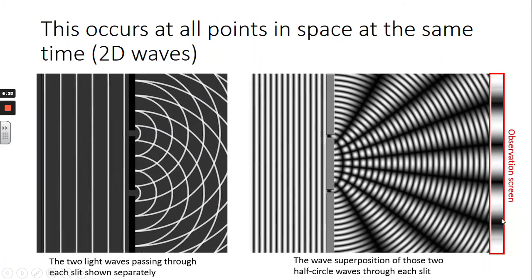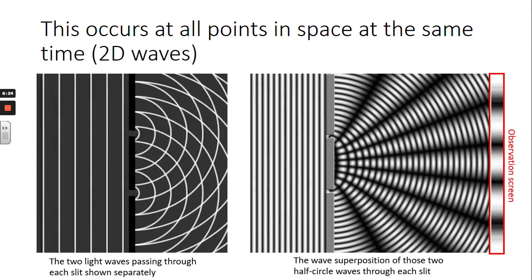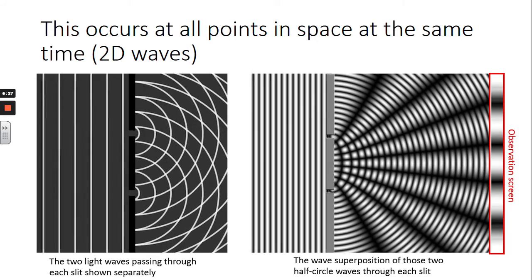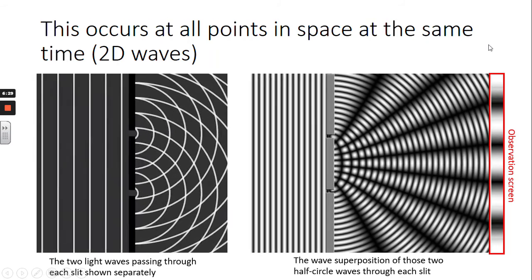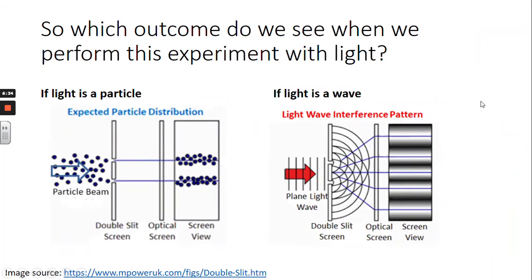And in this red rectangle here, that's the observation screen. That's what you would actually see if you ran this experiment. You'd see a pattern of light that looked like what's in the red rectangle. So, continuing on our story now, we now know what light will look like if it's a particle when it passes through a double slit experiment. That's on the left. And we know what light on an observation screen will look like if light is a wave and it diffracts and interferes with itself. That's the alternating bright dark on the right.